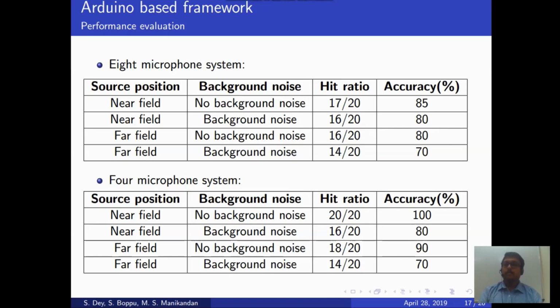As is obvious, the best case is achieved when the source is in near field and no background noises are present. The worst case is when the source is in far field and background noise is present. The best result we have got in the case of the 4 microphone system, when the source is in near field and no background noise is present, is 100%. The worst case result has been achieved when the source is in far field and in the presence of background noise. The worst case accuracy is 70%.